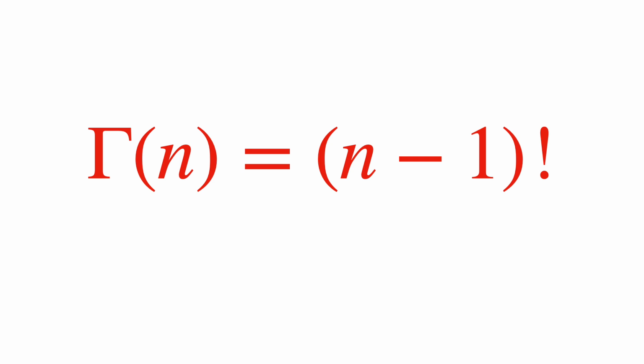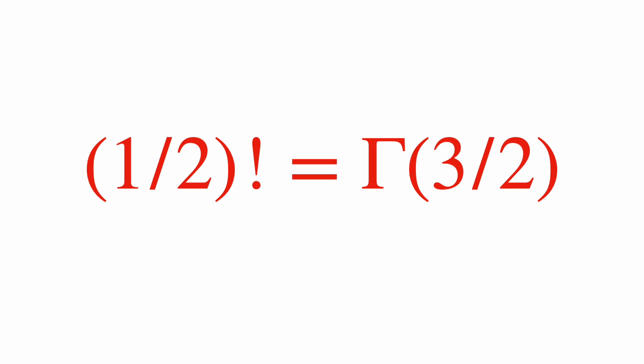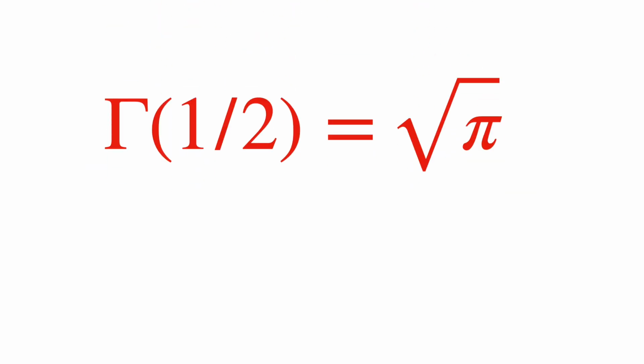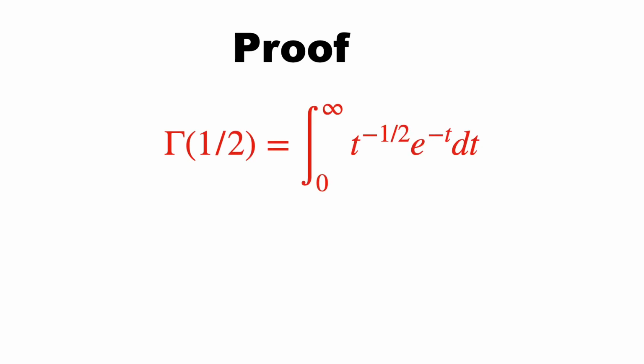To find the value of 1/2 factorial, we need to evaluate Gamma of 3/2, since 1/2 factorial equals Gamma of 3/2. The gamma function has a special property. For half integer values, Gamma of 1/2 equals the square root of pi. Let's prove this remarkable result, starting with the definition of the gamma function. Gamma of 1/2 equals the integral from 0 to infinity of t to the power of negative 1/2 times e to the power of negative t, dt.